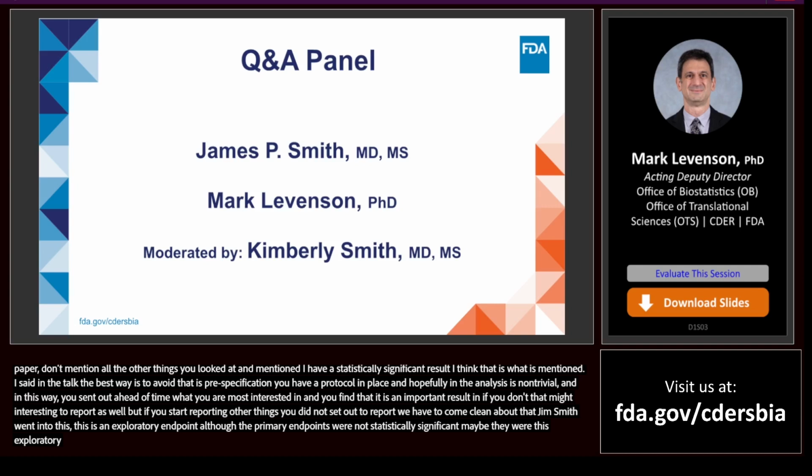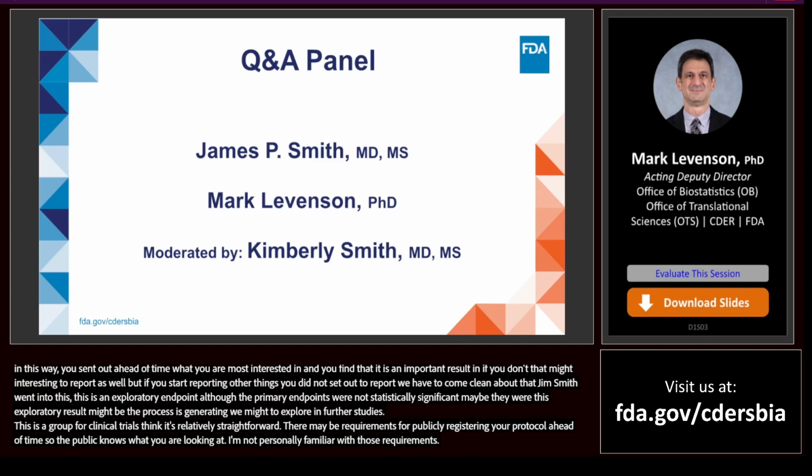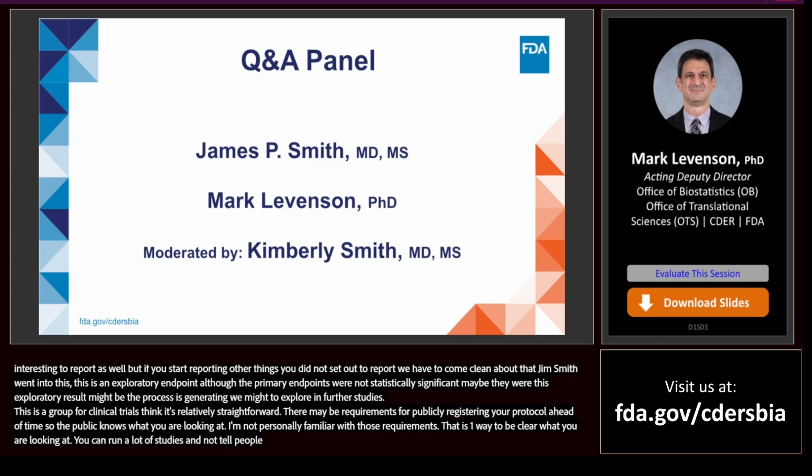Now in practice, for clinical trials, I think it's relatively straightforward. I think there may be requirements for publicly registering your protocol ahead of time so the public knows what you're looking at. I'm not personally familiar with those requirements, but that's one way to be clear what you're looking at. You could run a lot of studies and not tell people you're running a lot of studies, and then just pick out the one that's significant. That would also be kind of an issue with fudging, even if you had protocols.